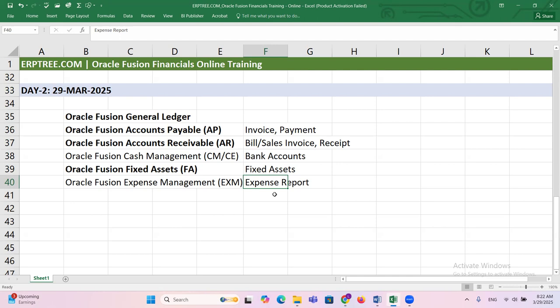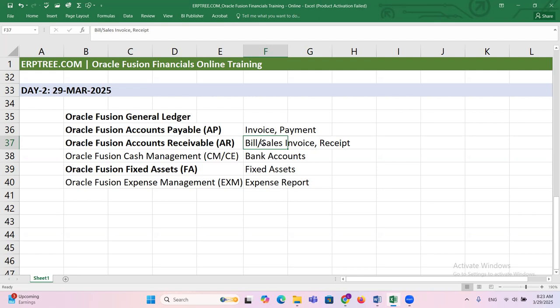And when you create an invoice in payables, or when you create the bill or sales invoice in the receivables application, there could be some tax component. You received an invoice from your supplier, there could be tax, or you are billing your customer, there could be tax, depending on the country. In a few countries, no tax. In most of the countries, yes, tax is applicable. So depending on which country you are implementing for, accordingly, this point is applicable.